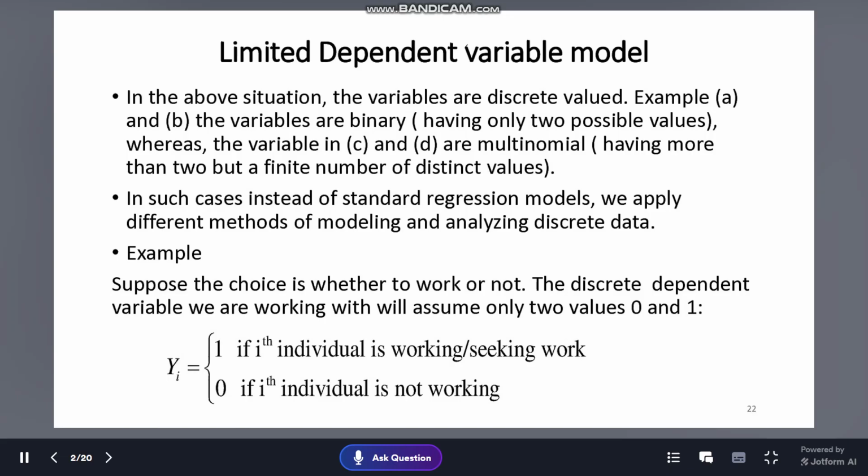Now, let's explore the types of limited dependent variables. Some are binary, meaning they have just two possible outcomes, like working or not working. Others are multinomial, with more than two choices, such as selecting an occupation or a brand. Because these outcomes are discrete, traditional regression methods don't quite fit. Instead, we use specialized approaches tailored for discrete data.